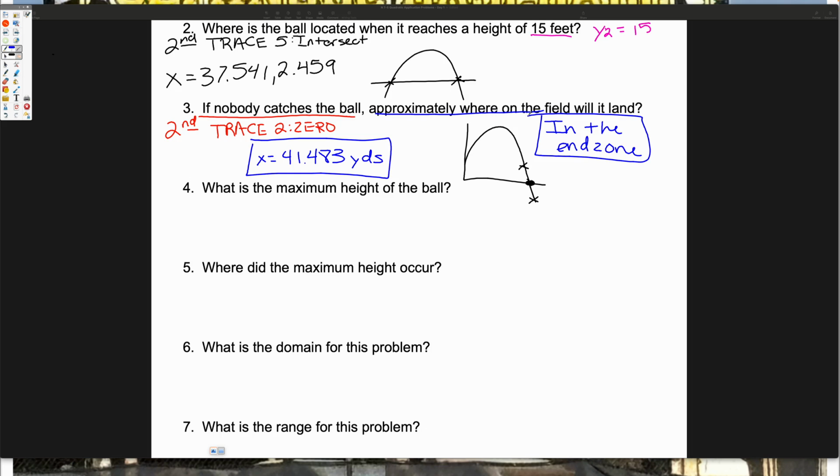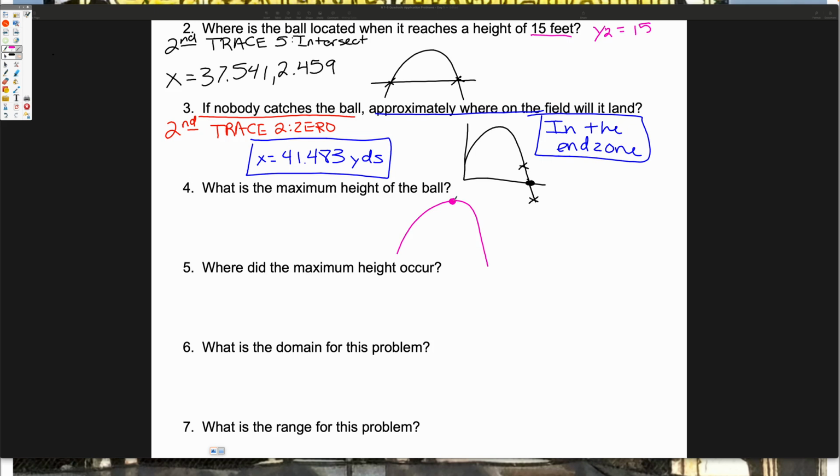Then number 4 is fairly simple. What is the maximum height of the ball? The ball is the graph with the curve that looks like that. So we're looking for this maximum height at the top right here. So we're going to go second trace. We've done this before. Maximum, number 4.